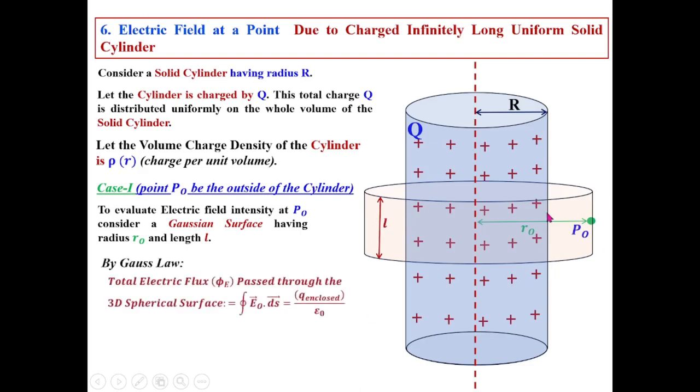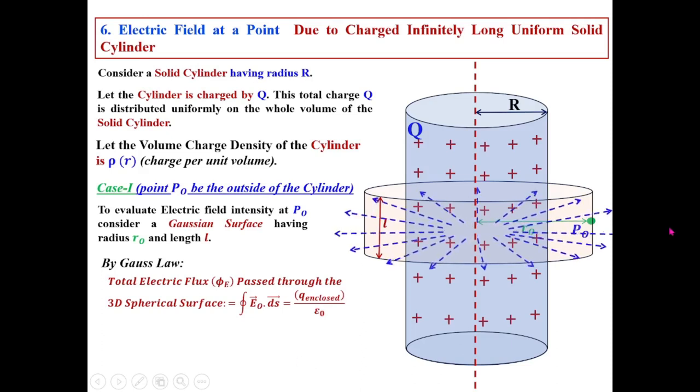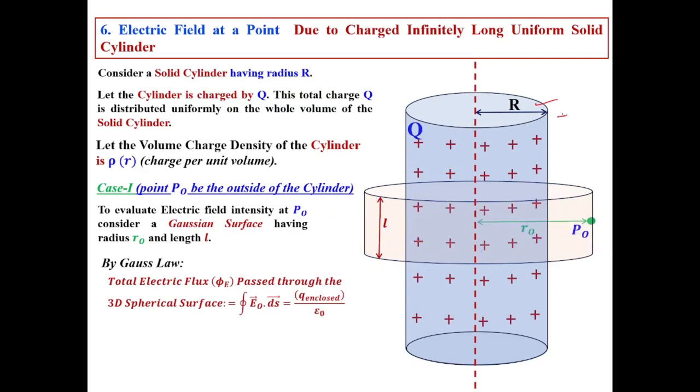This is the Gaussian surface, just passing through the observation point. Now, by Gauss law, the total electric flux passed through this Gaussian surface, that is the surface integral of E_O dot dS, will be equal to the charge enclosed by this Gaussian surface divided by epsilon 0, right? As this cylinder is positively charged, electric lines of force will be coming out from the solid cylinder like this.